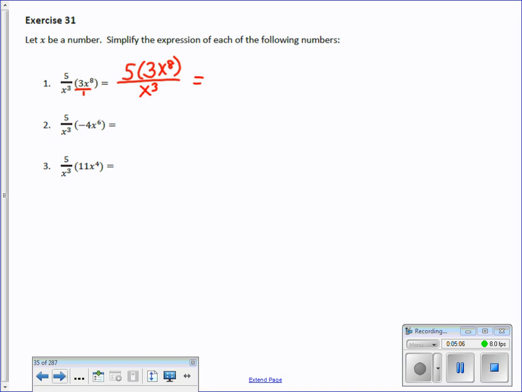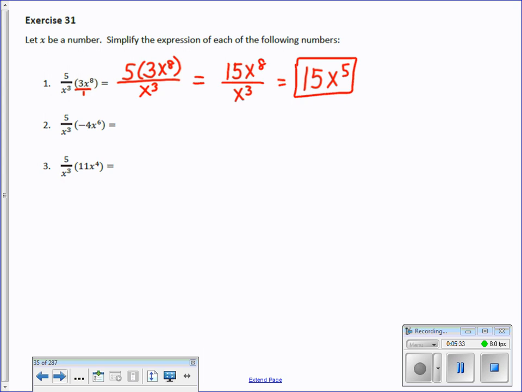Now let's take a look at that numerator. 5 times 3 is 15, x to the 8th divided by x cubed. I'm not done. I'm not in simplest form. 15, and keep the base of x. Subtract your exponents. 8 minus 3 is 5, and that would be my final answer for that one.